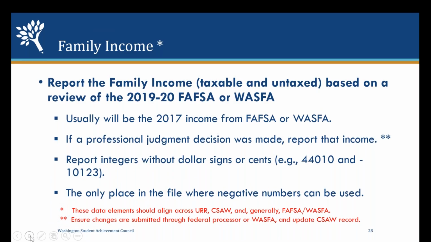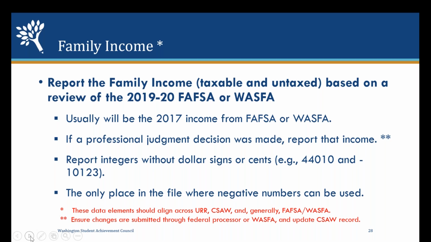We want you to report family income, the taxable and untaxed income, based on a review of the 2019-2020 FAFSA or WASFA. And usually for 2019-20, you're looking at the 2017 income, the prior-prior year, from the FAFSA or WASFA. However, if you did perform a professional judgment and made a decision, then that income should be reported. There are many instances where an institution will complete a professional judgment and change the income, but they haven't submitted that change through the federal processor or WASFA and updated the CSAW record. So if you made a change, make sure that you report it so that it matches what we have.